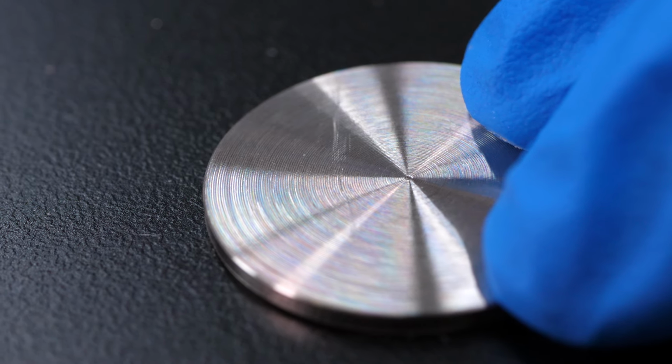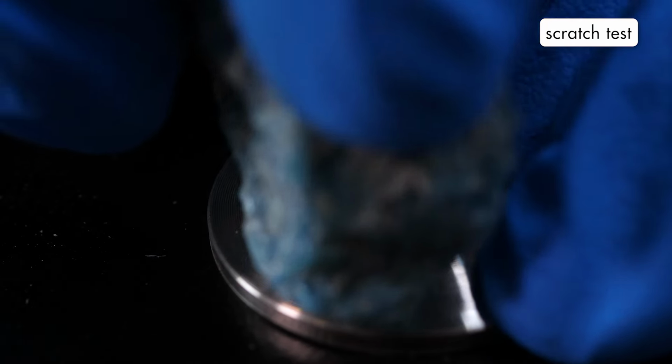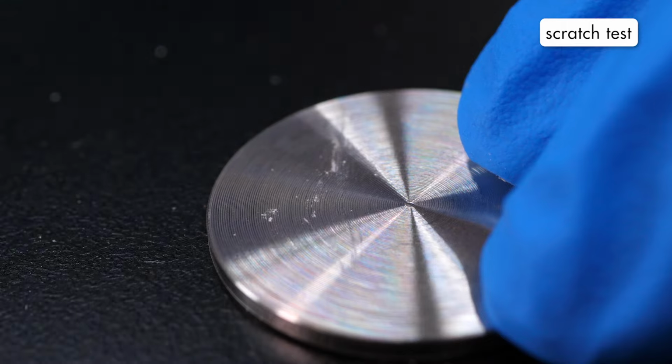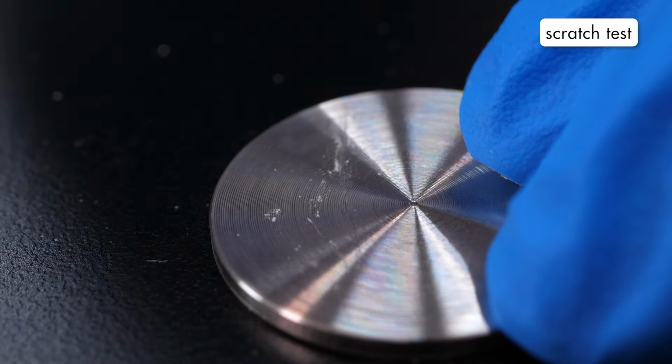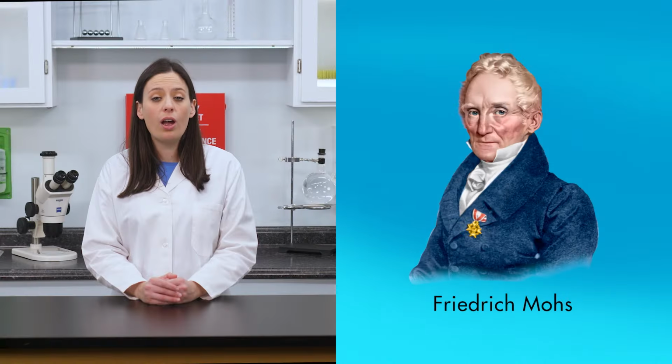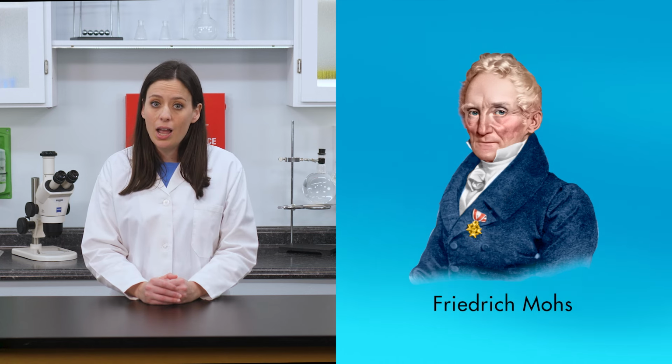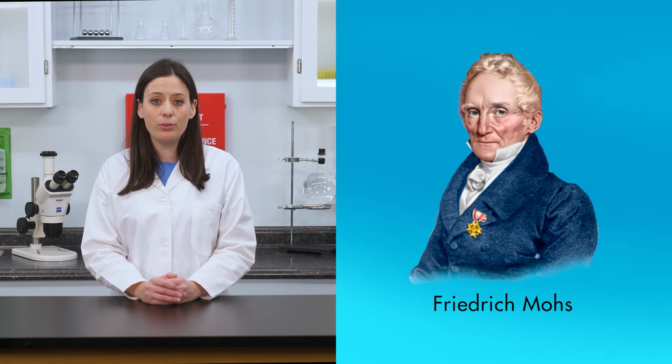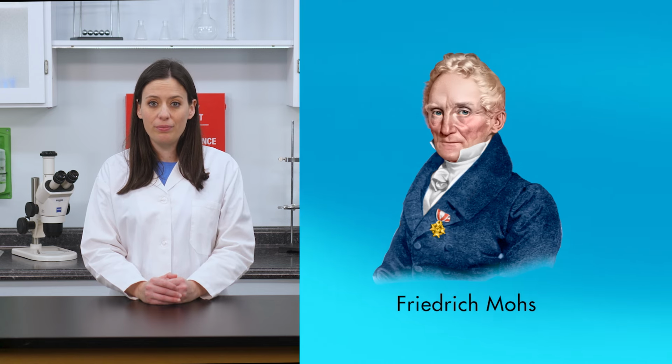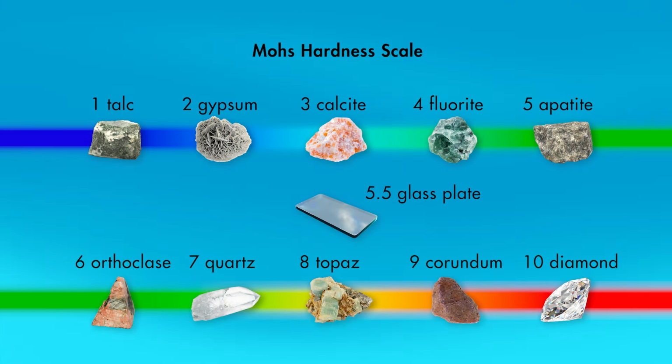Since we do not have access to a hardness testing machine, we will use a scratch test to determine the approximate hardness of some metals. A scratch test is based on the Mohs hardness scale that was devised by German geologist Friedrich Mohs in 1812. The Mohs hardness scale compares the hardness of substances to the hardness of 10 reference minerals.